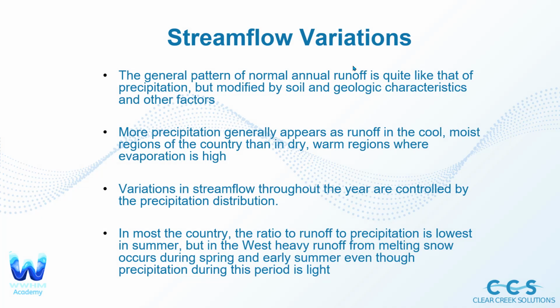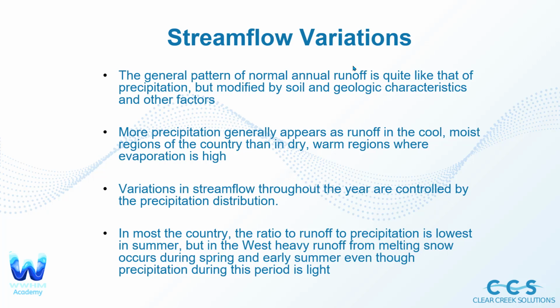The general pattern of normal annual runoff is quite like that of precipitation, but modified by soil and geologic characteristics and many other factors. So although runoff will be related to precipitation, the natural environment that the rainfall is falling in is going to make a big difference. If we have soil that infiltrates well, we're going to get less runoff. If we have soil that doesn't infiltrate well, we'll get more runoff. What is the area sloped like? What is the geography?